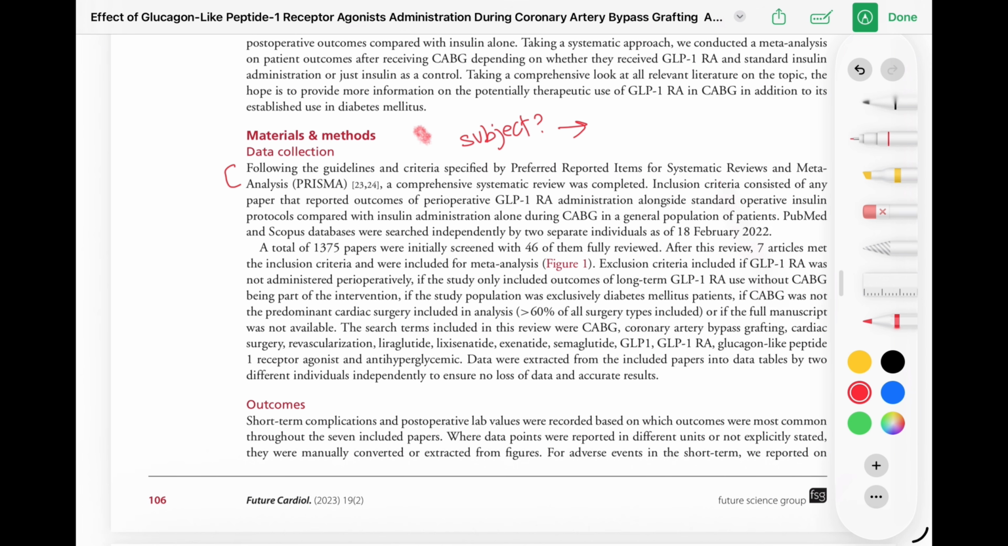Here, and we might read something here. So even in the first two lines, it says systematic reviews and meta-analysis. So you already know that it's a systematic review and meta-analysis.